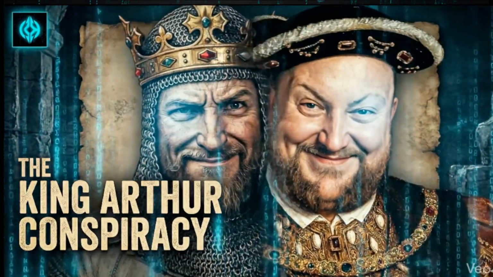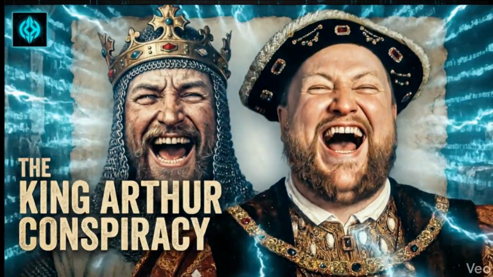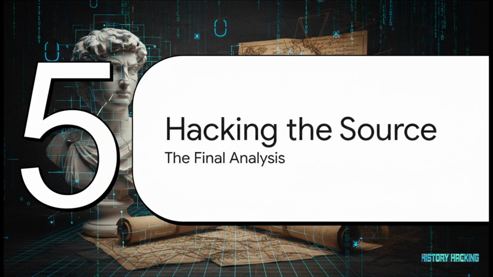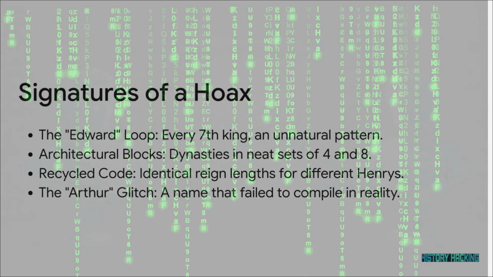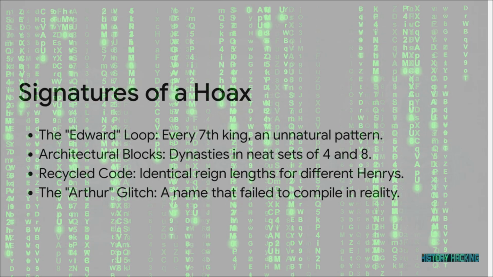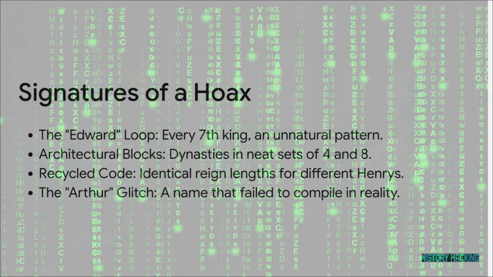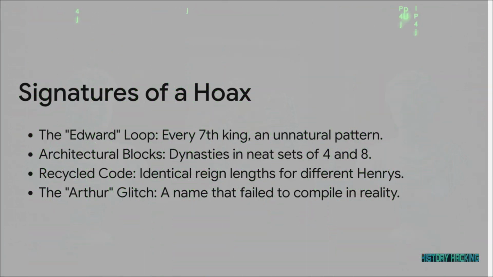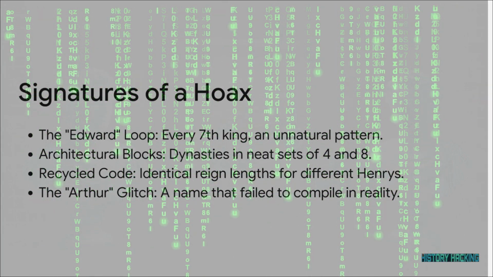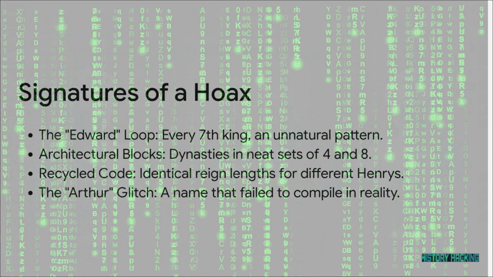So, where does that leave us? What do all these bugs, these unnatural loops, this phantom data, what does it all tell us about the program we call history? What did we actually find by hacking the source code? Well, we found that repeating function, the Edward loop. We saw those unnatural architectural blocks that make up the dynasties. We found what looks like recycled code with the identical reigns of kings named Henry. And we found that critical variable, Arthur, that just kept failing to compile. You put it all together, and these look like the signatures of an artificial construction, not a messy, organic history.